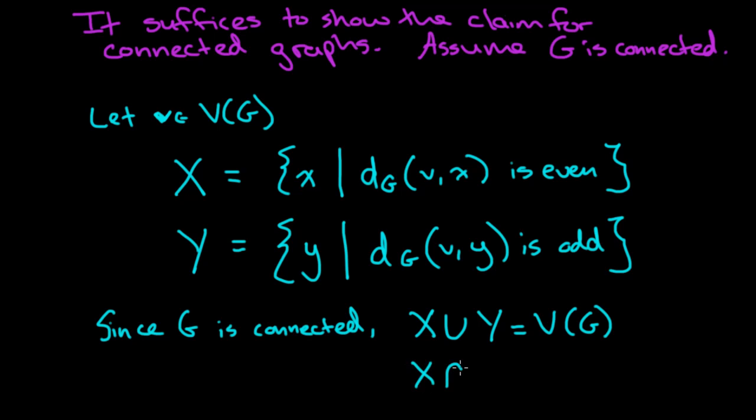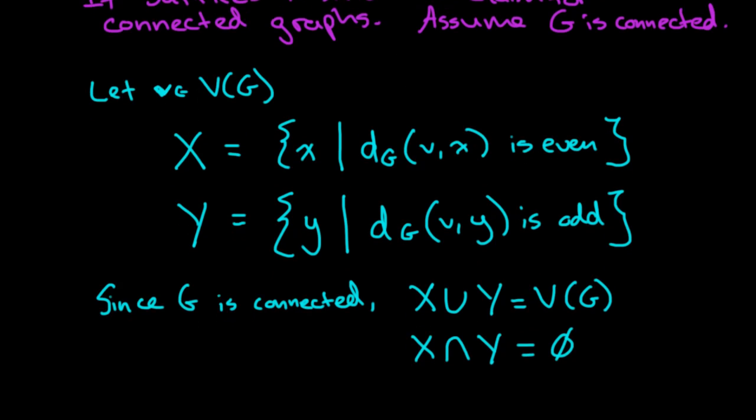Now, why is it true that X intersect Y is empty? Well, it's impossible for there to be a vertex in the graph which has distance both even and odd, because the distance between two vertices is the minimum length of a path. So if there is a path of minimum length 2 and a path of minimum length 3, well, that doesn't make sense because the minimum length is in fact 2, not 3. 3 is bigger. So it just holds that you cannot have the distance between v and any other vertex be both even and odd, so that's why they don't intersect.